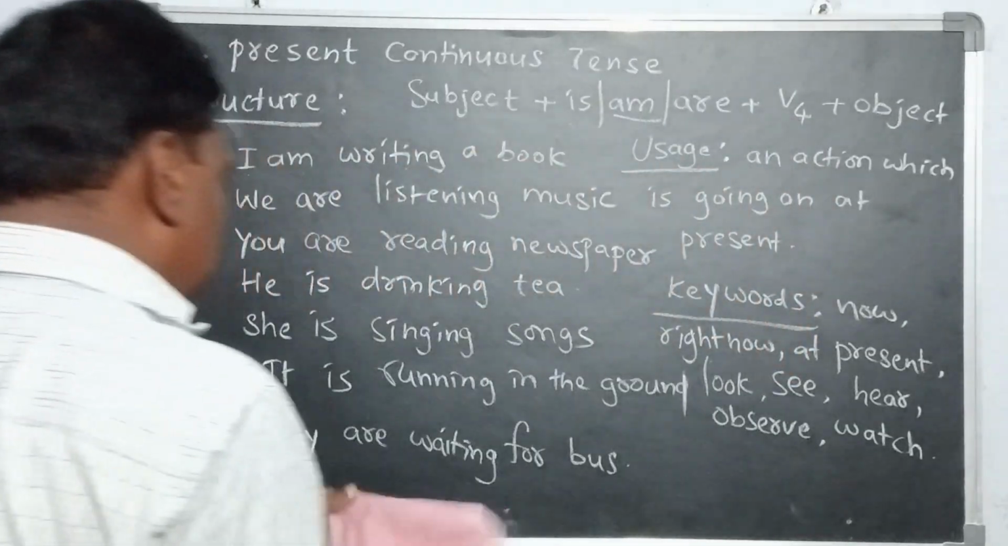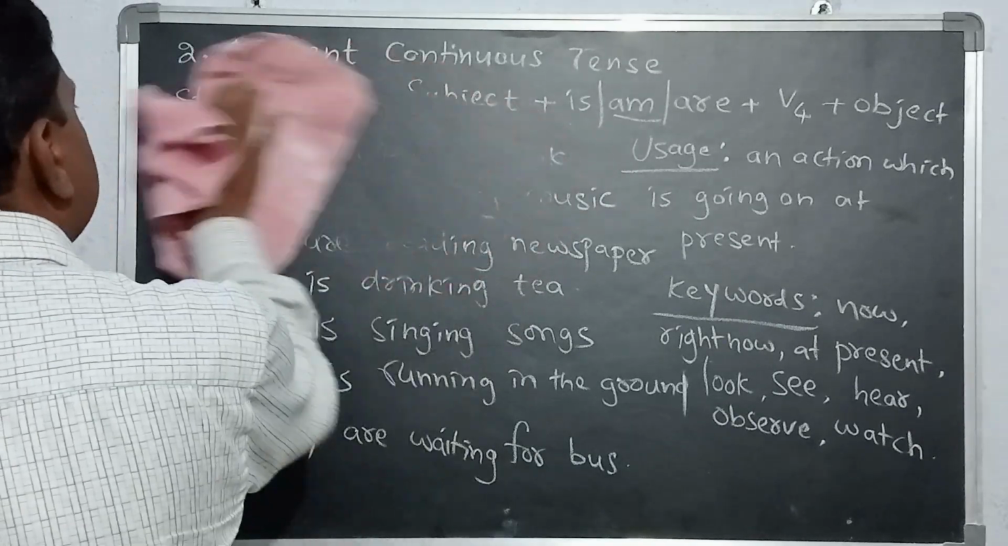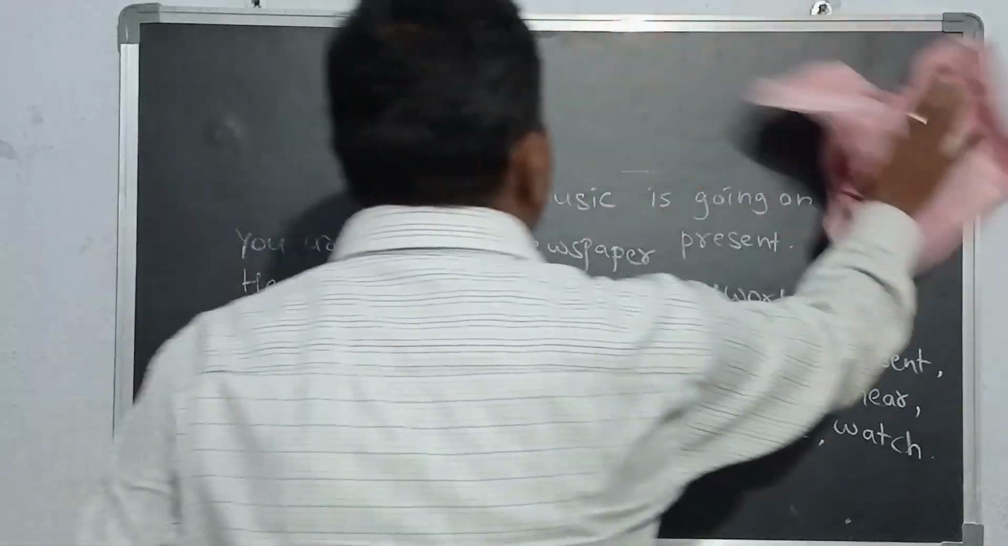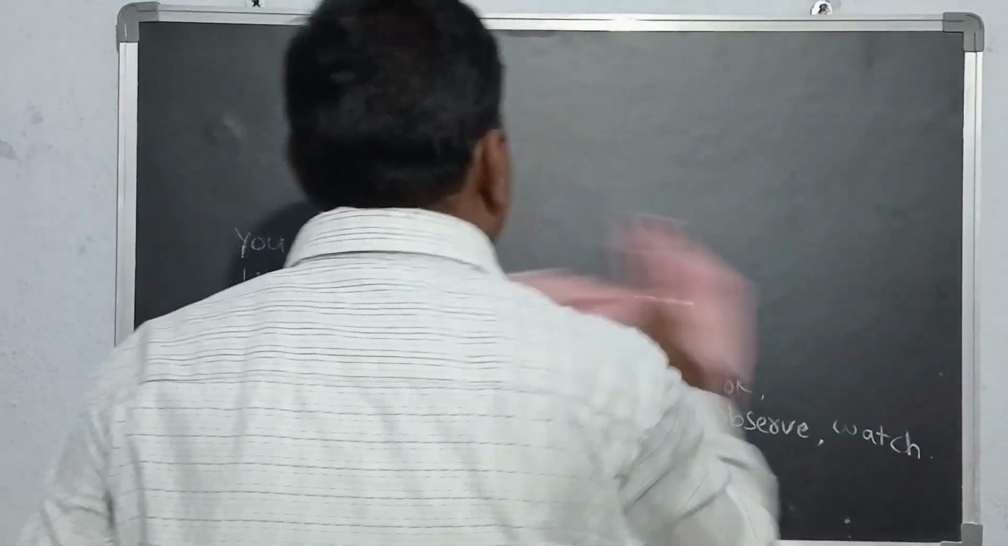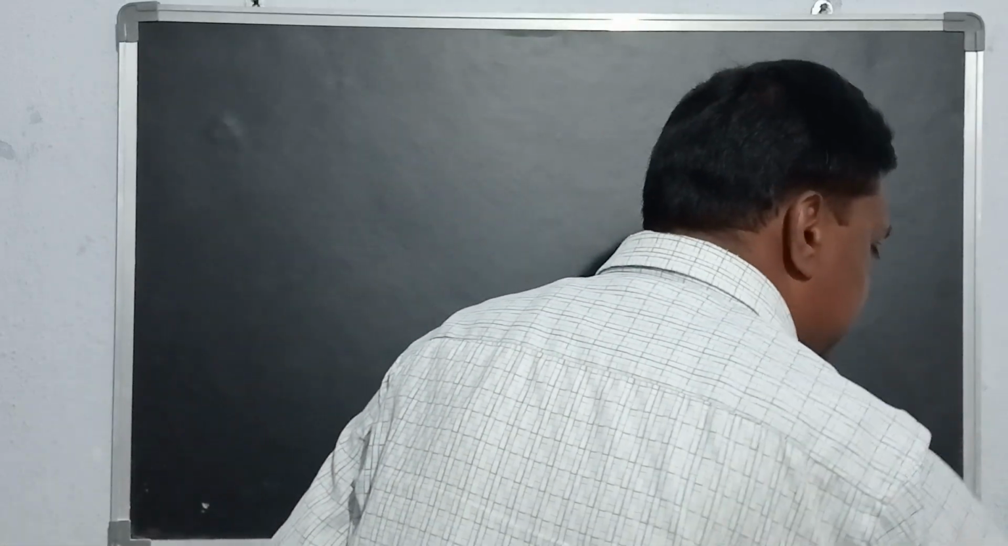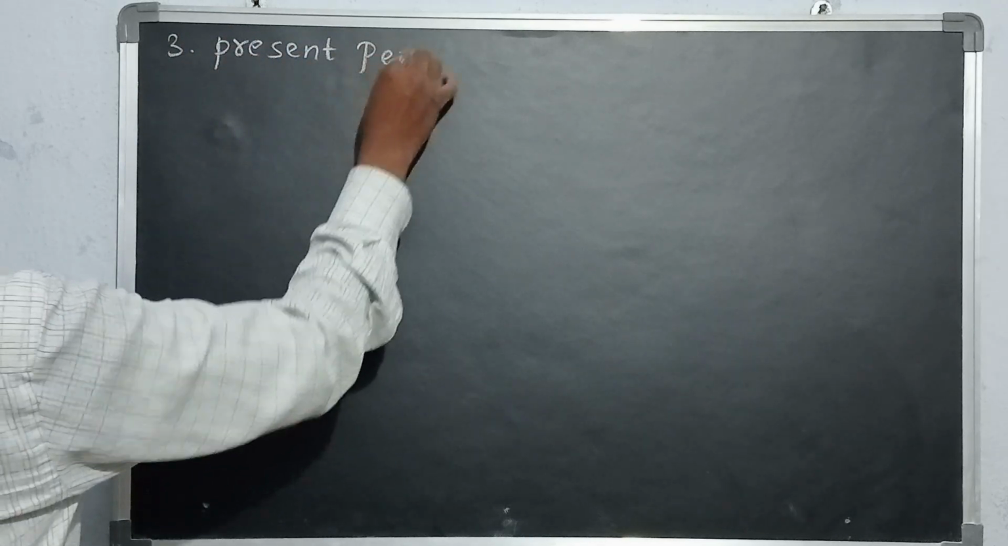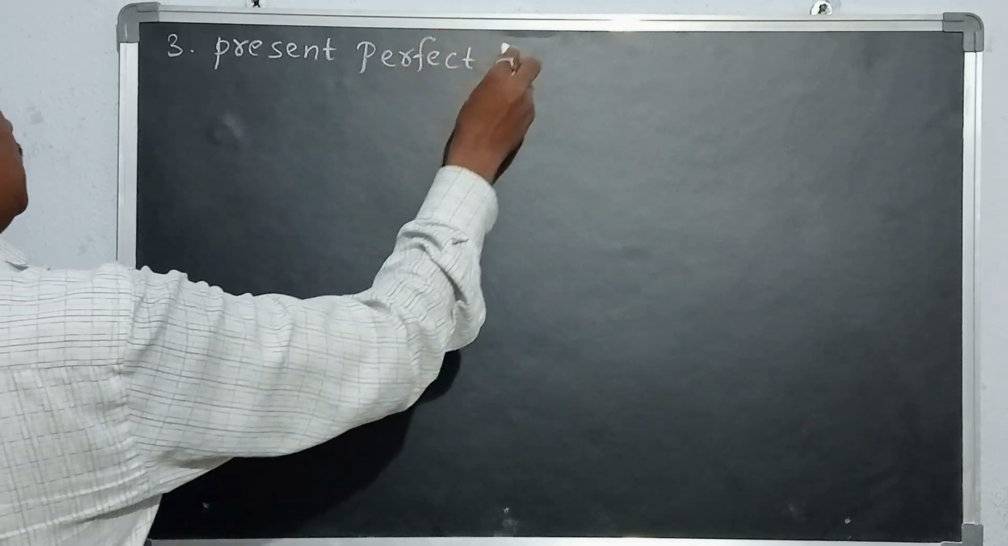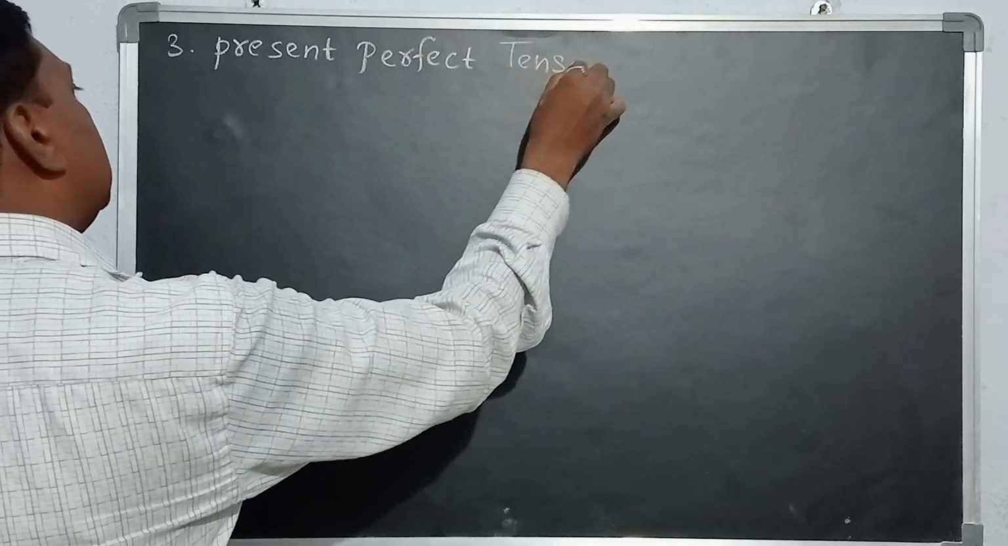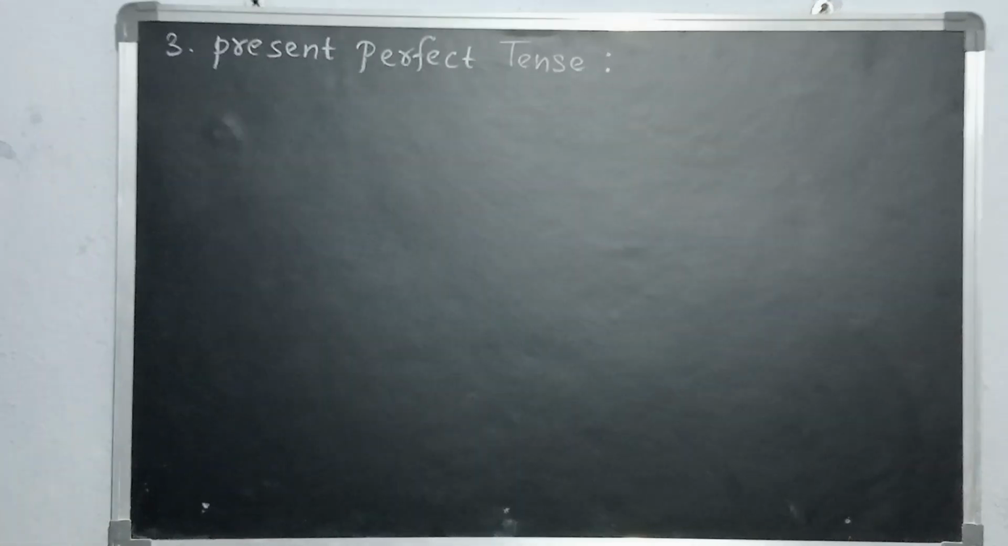Next, third one, present perfect tense. Third one in present tense. Third tense in present tense. Present perfect tense.